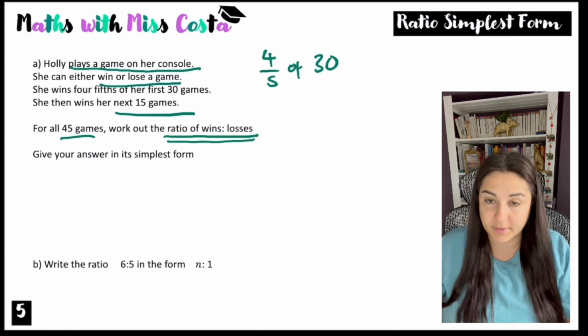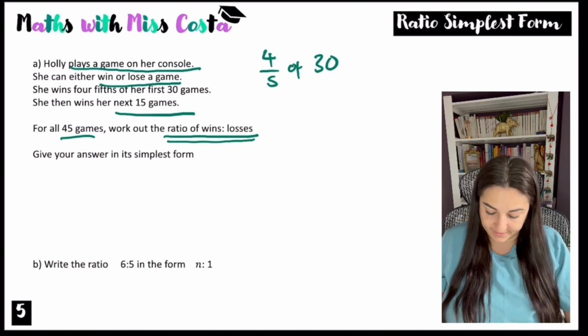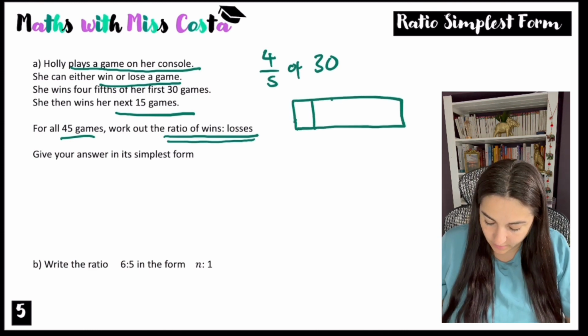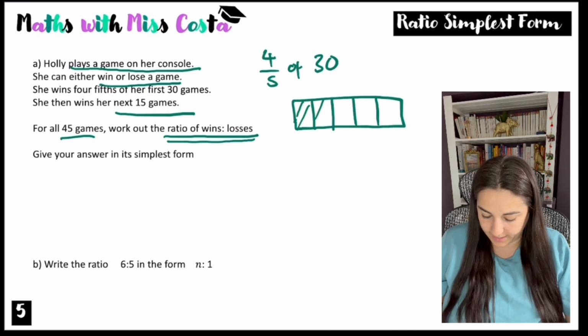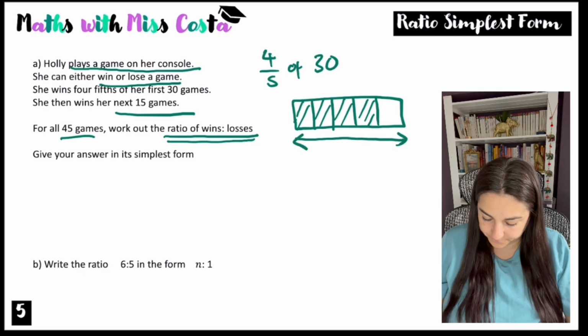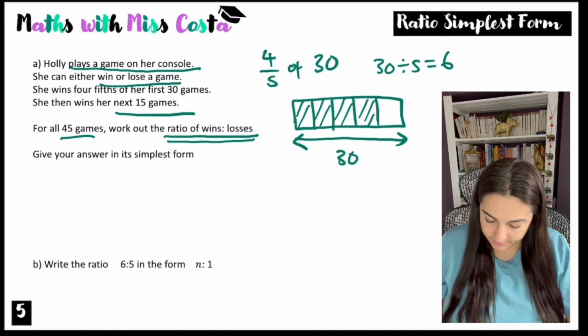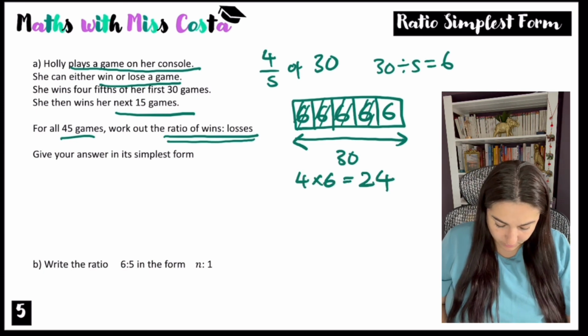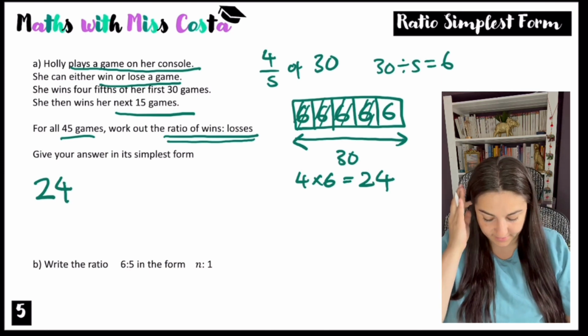So let's figure out how many games she won from her first 30 games. So 4/5 of 30. 4/5 simply means a whole has been split into 1, 2, 3, 4, 5 parts, and I want to work out 4 of those. So 30 divided by 5 gives me 6. Each part here is going to have a value of 6, and 4/5 would be 4 times 6, which is 24. So she has won 24 of the first 30 games.